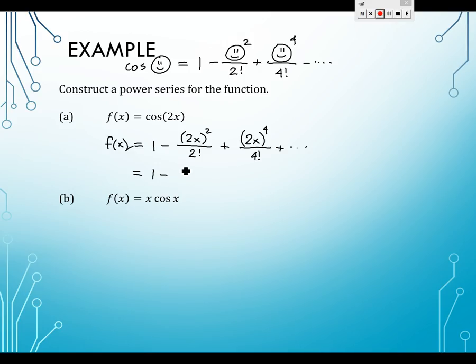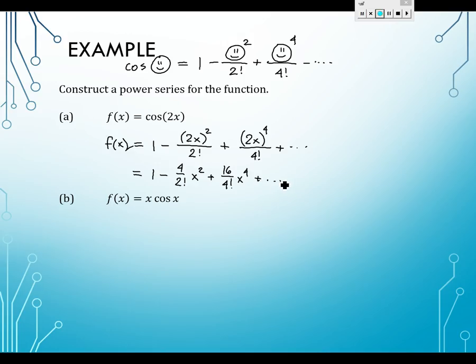We have what? 1 minus 4 over 2 factorial, which is just 2 if you want to simplify it further. I just want to make sure you're in the end proving that this really is a power series. Is this stuff times x to the integer power? It is, of course, right? So what do we have? 16 over 4 factorial x to the 4th.